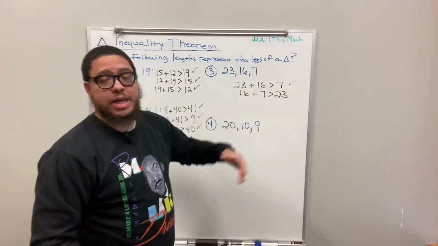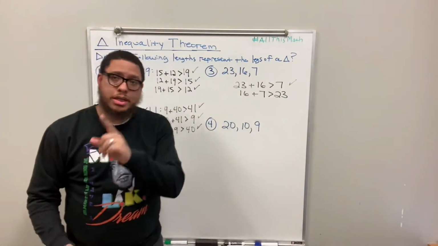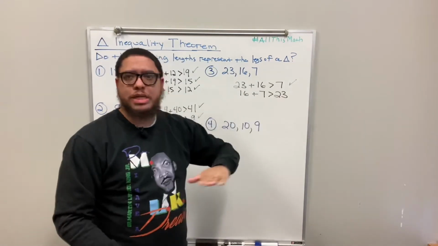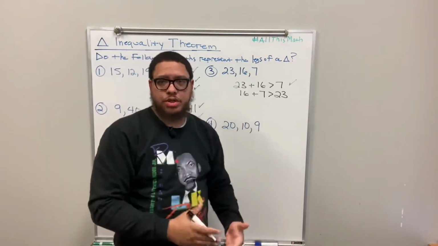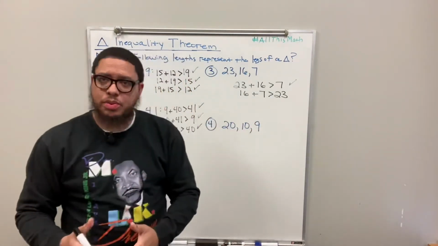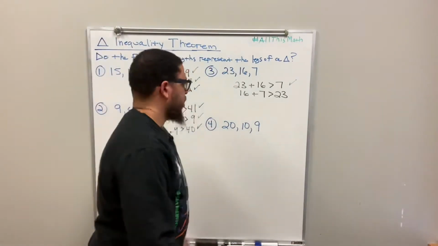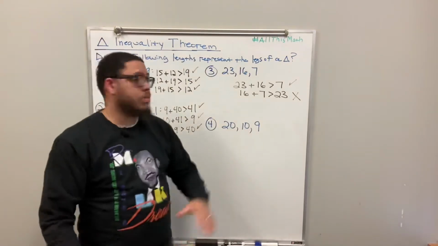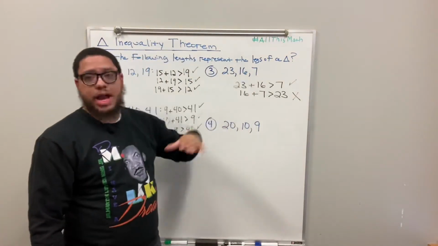16 plus 7 is 23. It is 23. So is 23 greater than 23? No, it's not. 23 is equal to 23. So if it's not greater than 23, then it's not a true statement. So this is not true. So we already know these dimensions do not represent a triangle.